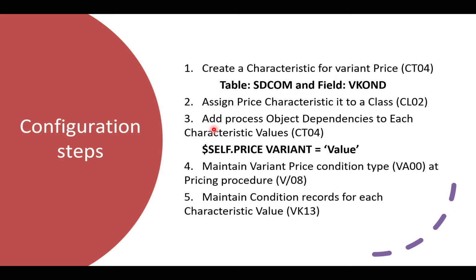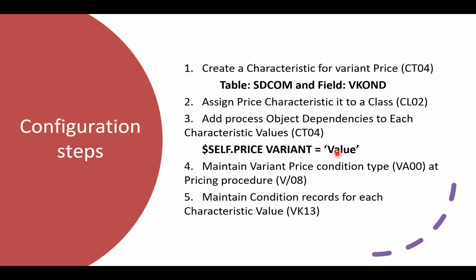And then you have to add process object dependencies to each characteristic value. That means you have to write an object dependency whose type is process. Here you have to remember this syntax: $self.variant_price. Whatever characteristic we create here, we have to write it here and set it equal to the value. Let's say for the diameter we assign 5 mm: $self.price_variant equal to 5.